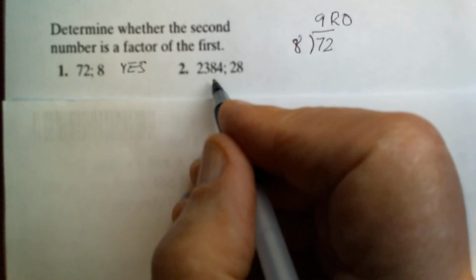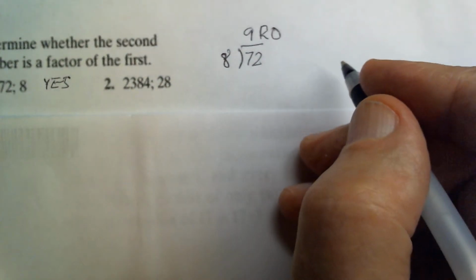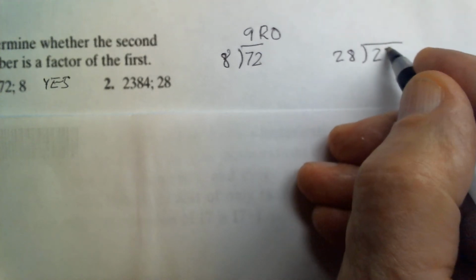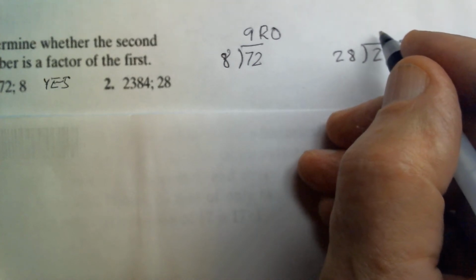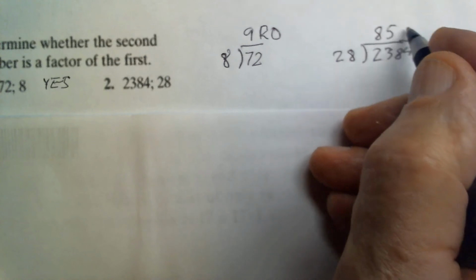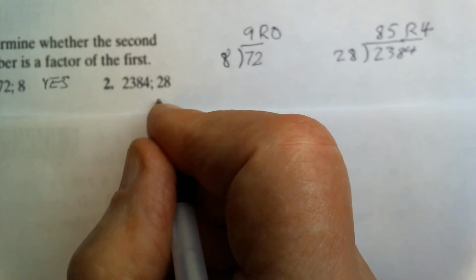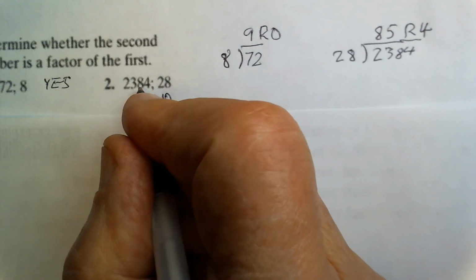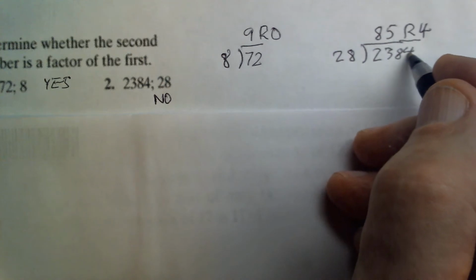In the second example, 2,384 and 28, when we divide 28 into 2,384, we get 85 and a remainder of 4. So therefore, 28 is not a factor of 2,384 because there's a remainder of 4 when we do this division.